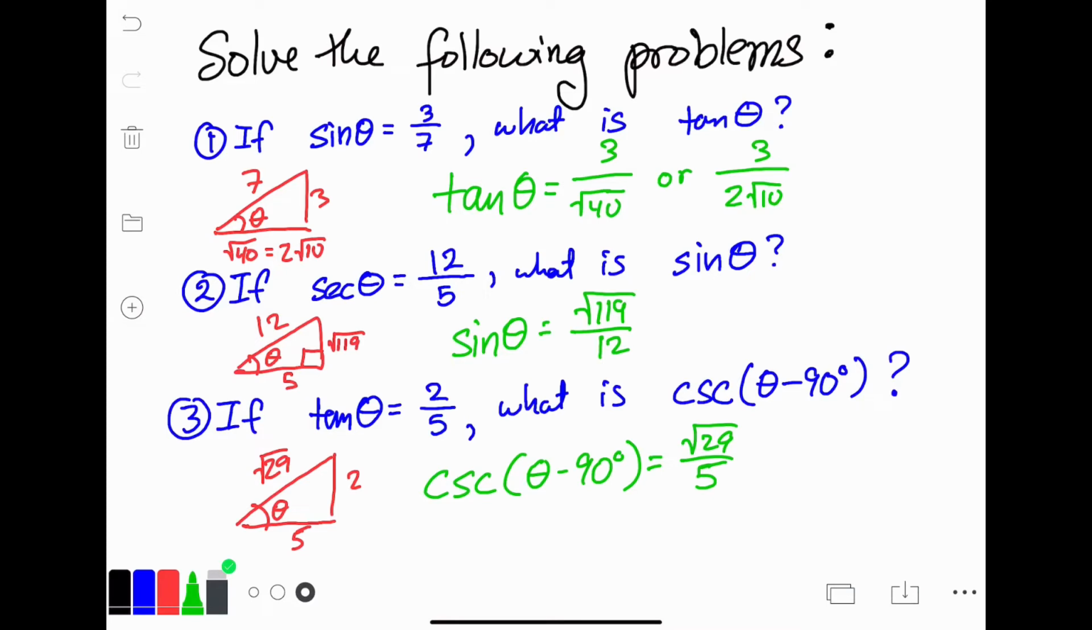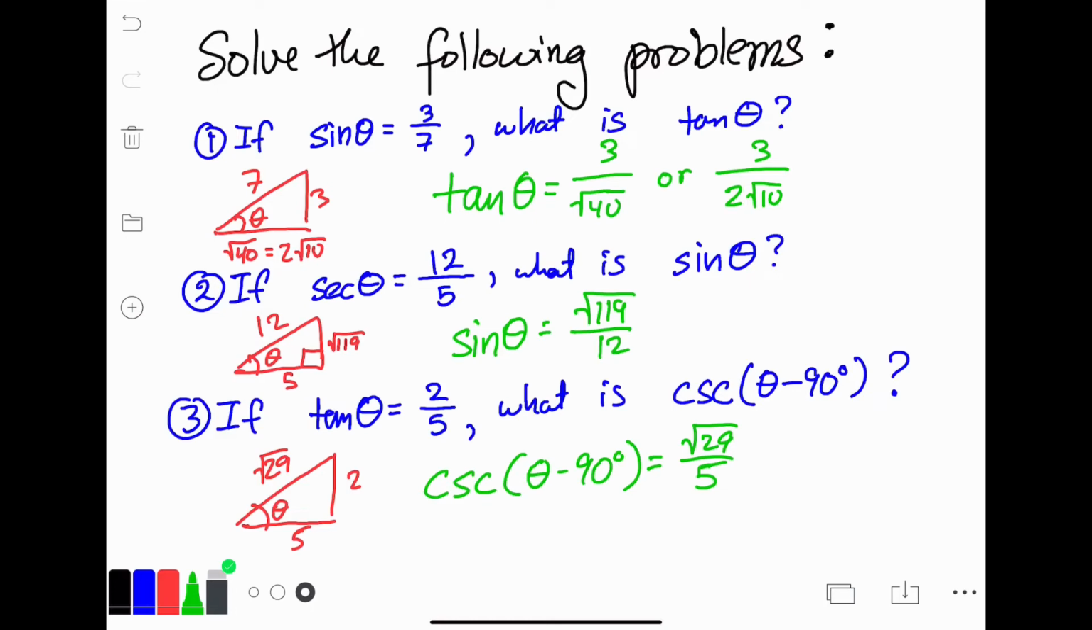Number 2, the missing side of theta, which was the opposite side, was square root of 119, which couldn't be simplified, so we left it as is. So sine of theta would have been square root of 119 over 12.